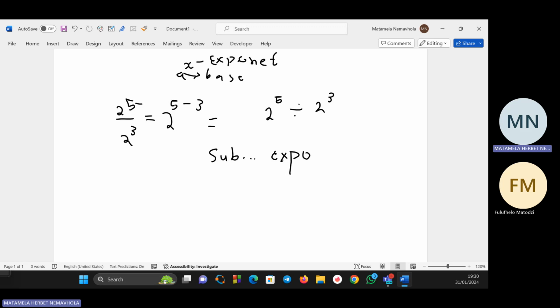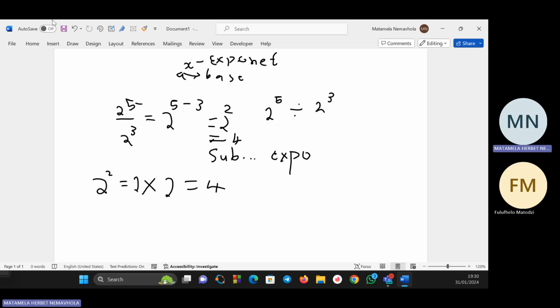Which is going to be 2 to the power 5 minus 3, which is the same as 2 to the power 2. You will see it in the previous section when we started. 2 to the power 2 is the same as 2 multiplied by what? Multiplied by 2. And 2 multiplied by 2 is what? Is 4. So you can conclude that the answer here is going to be 4. So that's how we work with the division.